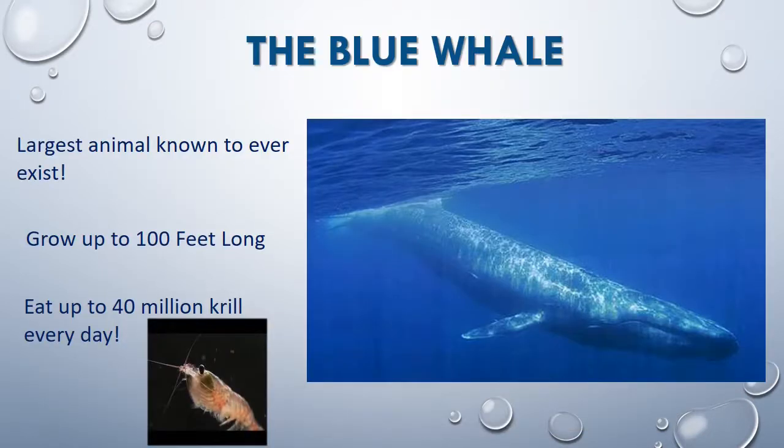Remember this slide? Now think, if a blue whale eats 40 million krill every day, and those krill have eaten plastic, imagine how sick that whale can become. Our oceans are sick, and they're making our ocean animals sick.